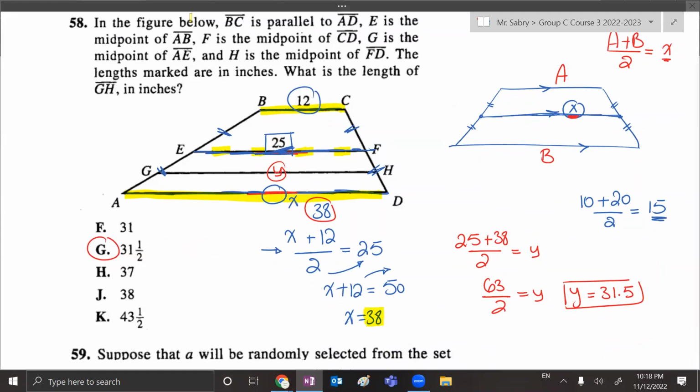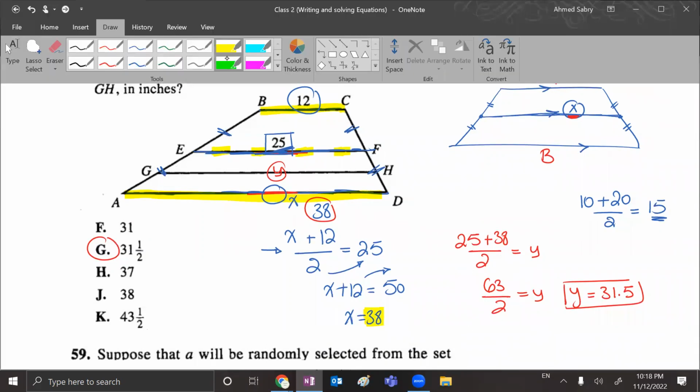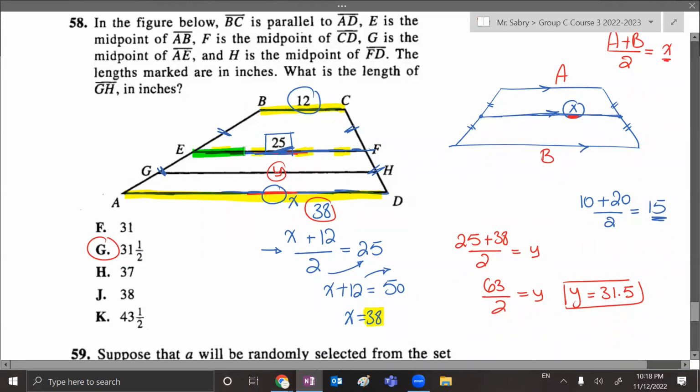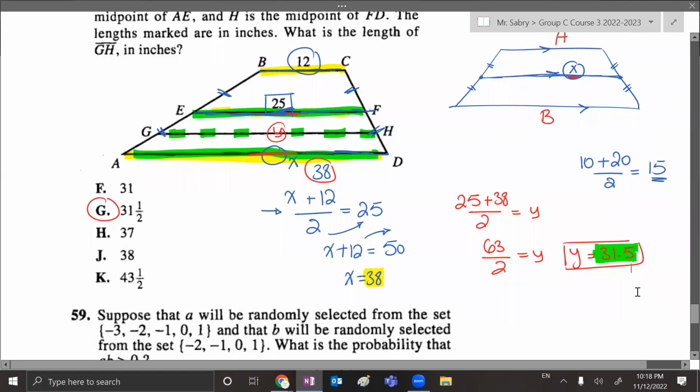Then I'll do the same process but for these. I'll say now this side along with this side, plus each other over 2, gives me the side in the middle. That's what we actually want. So I took the 25 with the 38, plus each other over 2, and that's how I got the 31.5. Does it make sense, Yara? Yeah, it makes sense.